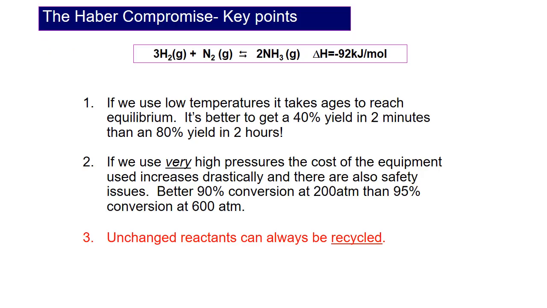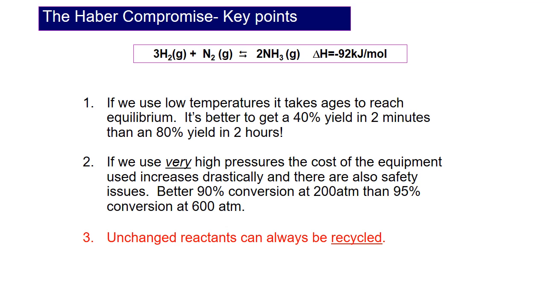So the key points you need to take home. If we used low temperatures, it would take ages to reach equilibria. It's better to get a 40% yield in 2 minutes than an 80% yield in 2 hours from industry's perspective. If we used very high pressures, the cost of the equipment used increased drastically, and there are also some safety issues. I will warn you now, the exam board are more concerned with you referring to energy and equipment rather than safety issues.